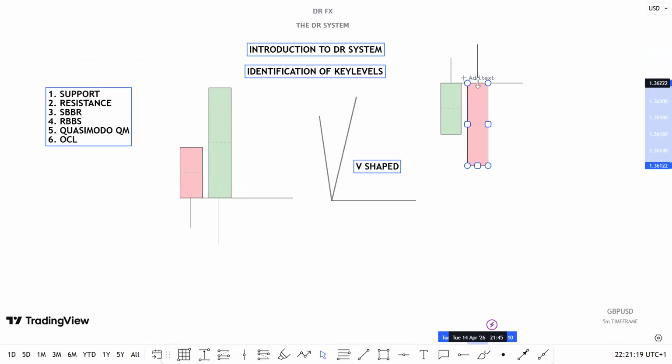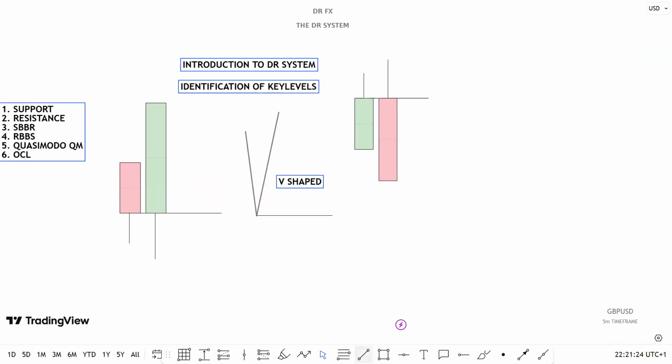And a resistance is used for sells. On the line chart, it's going to look like the letter A. So it is an A-shaped key level. You are going to mark the tip like this.